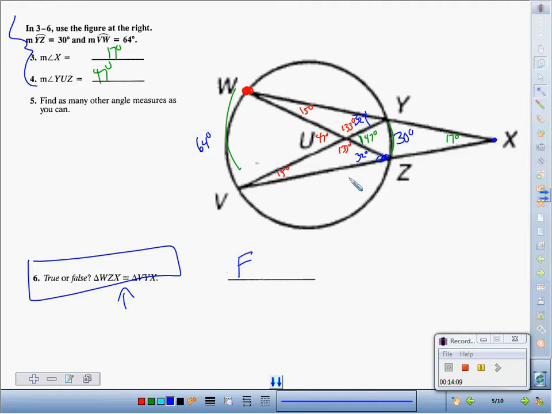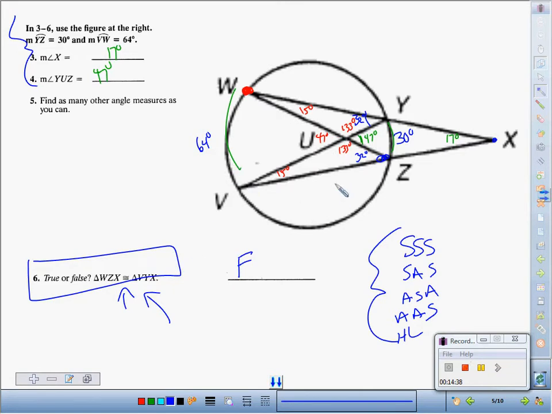Well, to prove triangles congruent, there's only 5 ways: side-side-side, side-angle-side, angle-side-angle, angle-angle-side, and hypotenuse-leg. In all 5 of these ways, you've got to know at least one side length. I don't have any side lengths whatsoever in these 2 triangles, so they are not necessarily congruent to each other.